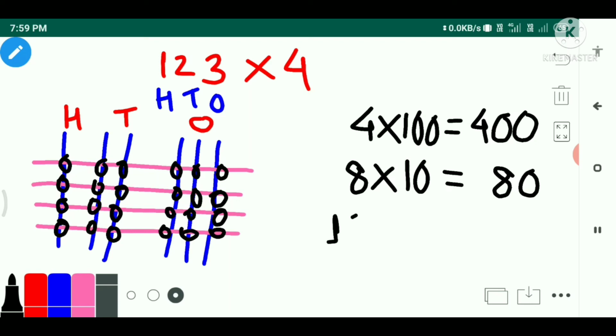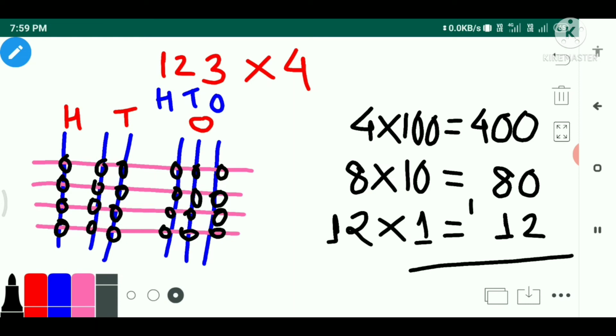So we got what? 12. As it is in ones place, we'll multiply by 1, and we'll get what? 12. Now we'll do what? Addition. Right? So this will become 2. 8 plus 1, 9, and this will become what? 4. So our answer is what? 492. Okay, we'll check whether our answer is correct or not.